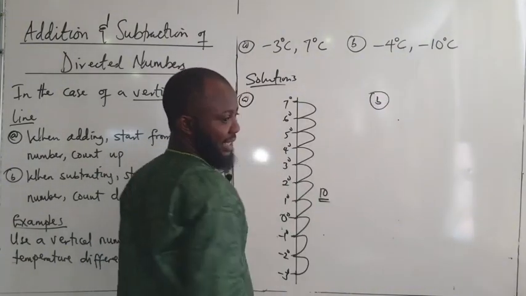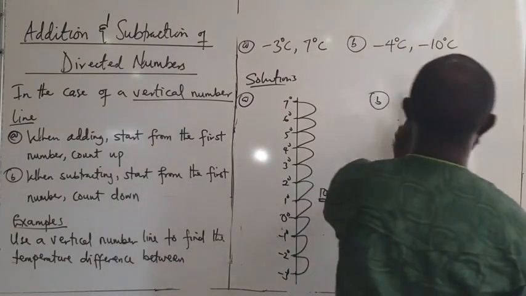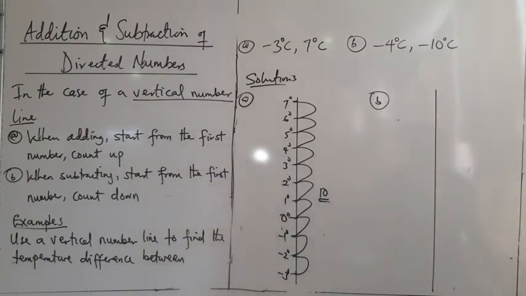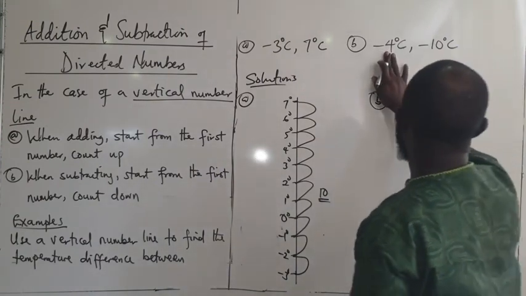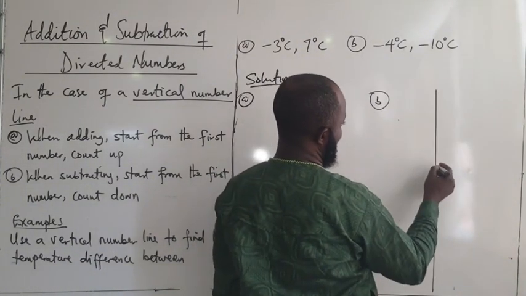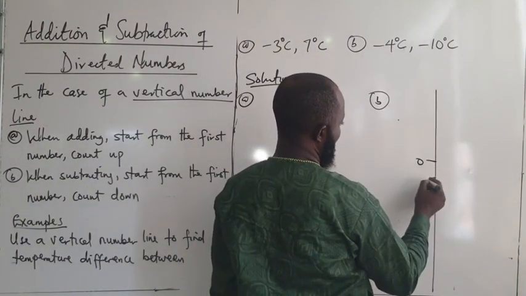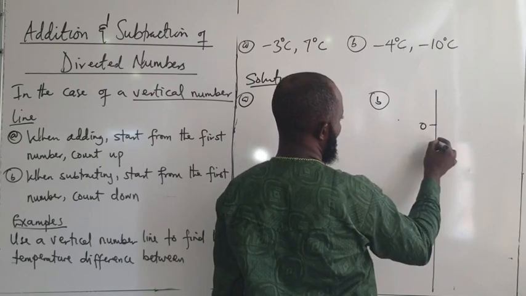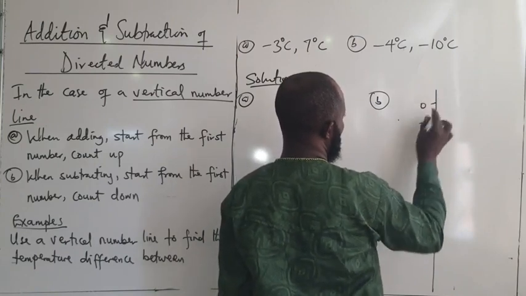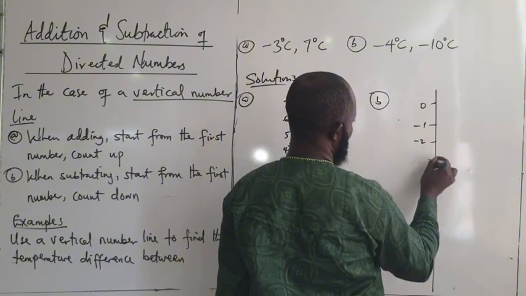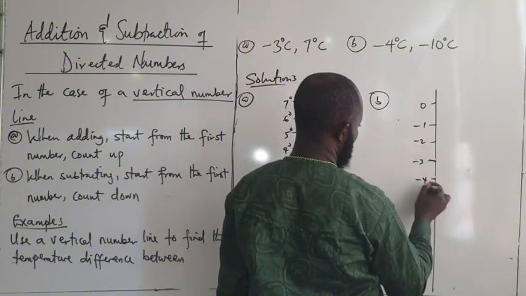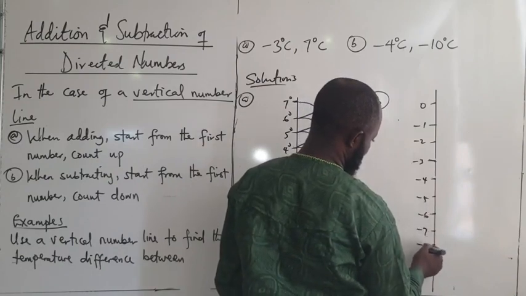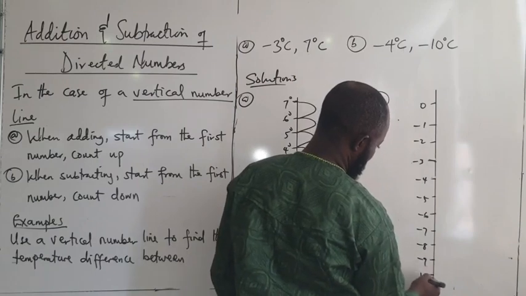For B, we do the same thing. Here we have not added, we have not subtracted. This is just preliminary. We have minus, we have minus. So between -4 and -10. We have 0 here. Because both of them are negative, let's put the negative 0 here. So we have -1. Let's go up. 0, -1, -2, -3, -4, -5, -6, -7, -8, -9, -10.